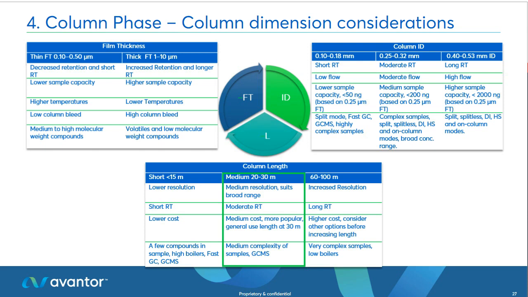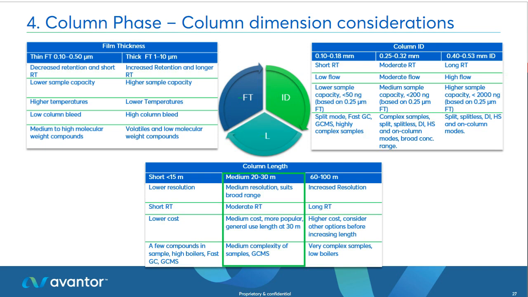And then medium complexity of samples, and you can use it with GCMS. Then on either side, with short or longer columns, they become more specific and more application motivated. So the longer columns tend to be for low boilers, very complex samples. There's very long retention times, but for that application, that's okay. It works well for those analytes.